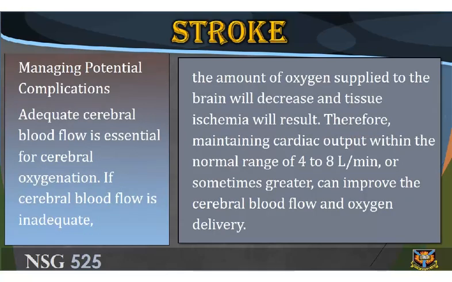Managing potential complications. Adequate cerebral blood flow is essential for cerebral oxygenation. If cerebral blood flow is inadequate, the amount of oxygen supplied to the brain will decrease and tissue ischemia will result. Therefore, maintaining cardiac output within the normal range of 4 to 8 liters per minute or sometimes greater can improve the cerebral blood flow and oxygen delivery. Adequate oxygenation begins with pulmonary care, maintenance of a patient's airway, and administration of supplemental oxygen as needed.